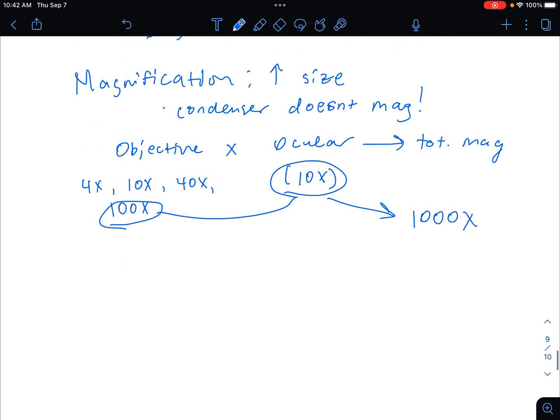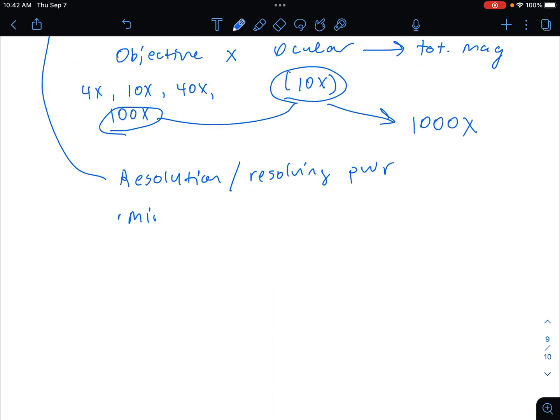Resolution, another important principle of magnification. Think of resolution kind of as the partner of magnification. So resolution is also known as resolving power. And it's the minimum distance between 2 points where you could tell that they are separate.